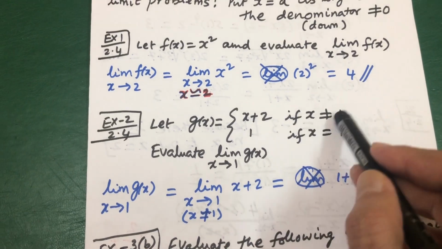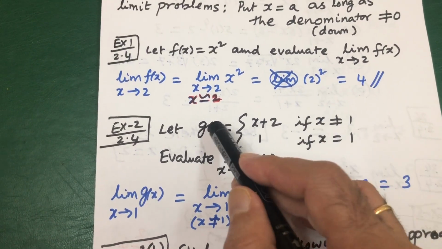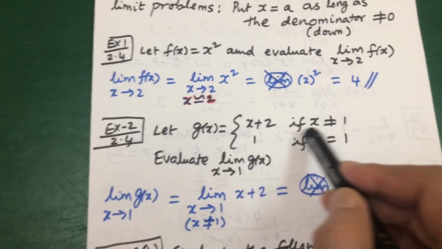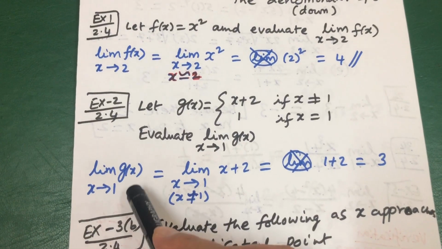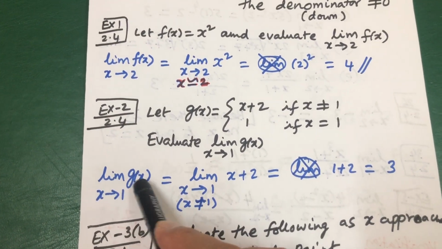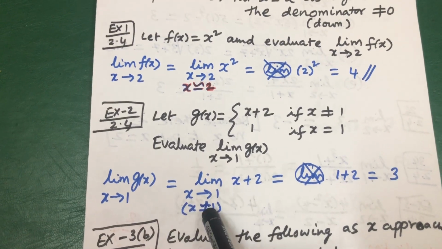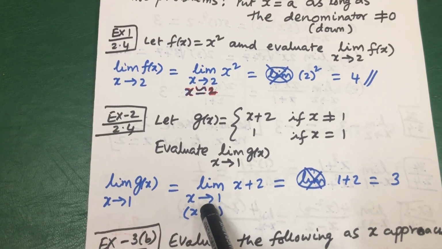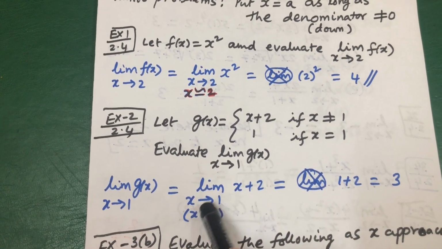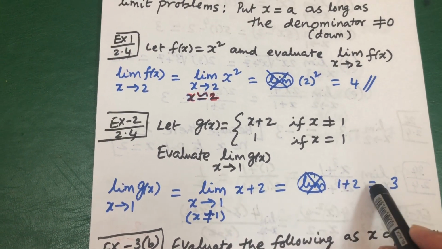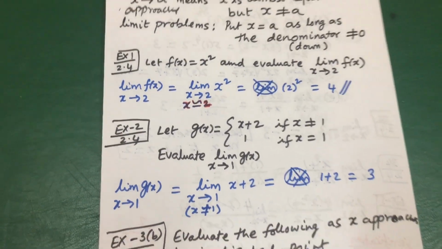When x is not equal to 1, the g(x) value I must take is this, not this. X not equal to 1, g(x) value is this. So for x tends to 1, g(x) value I must take x plus 2, because x is not equal to 1 but almost equal to 1. How to do limit problems? Simply put x equal to 1. That is 1 plus 2, 3. When you are putting x equal to 1, don't write limit please.